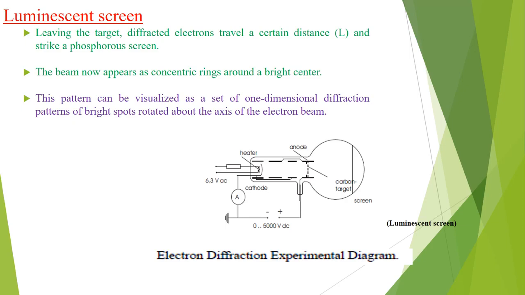Here is the electron diffraction experimental diagram, in which we can see that electron beams are produced by applying high voltage, and then these electron beams strike the sample, and after that they are recorded in the form of a diffraction pattern.